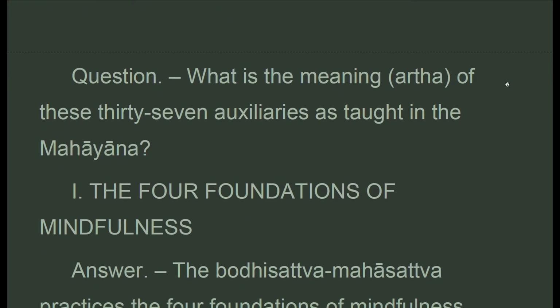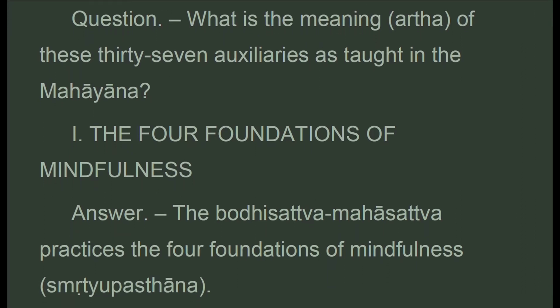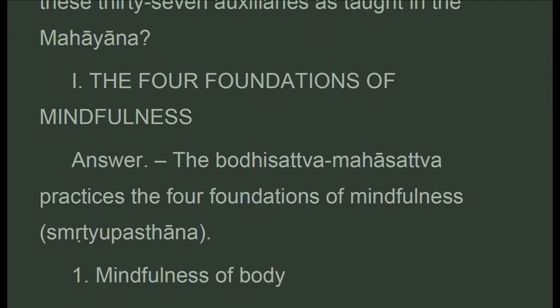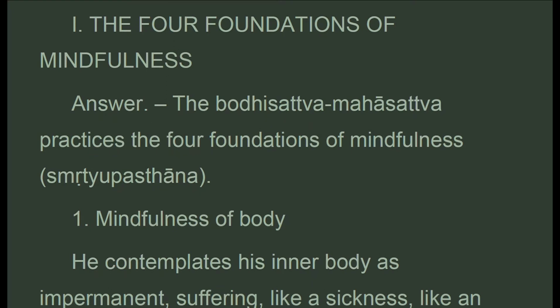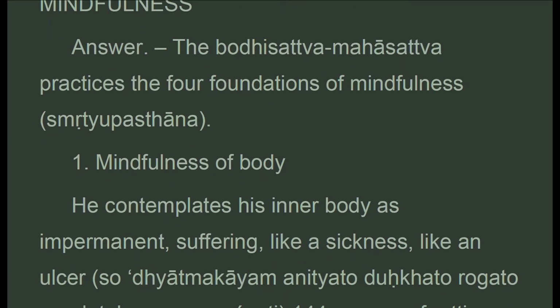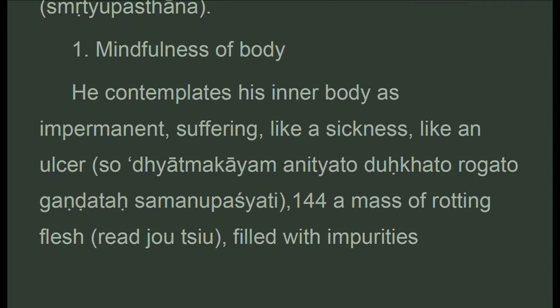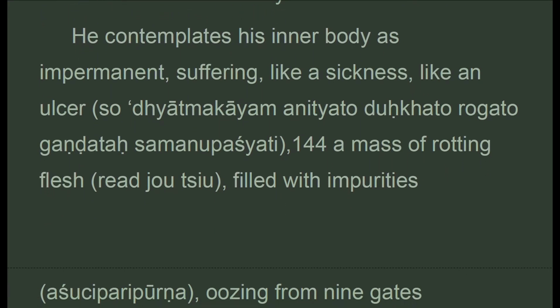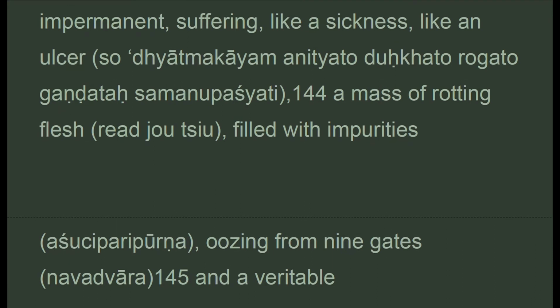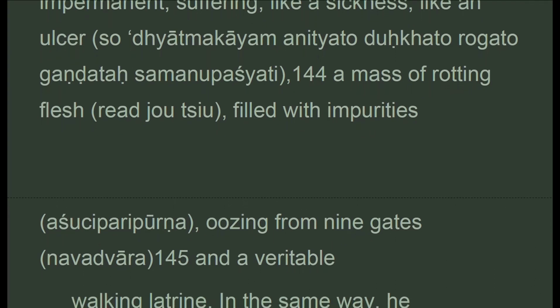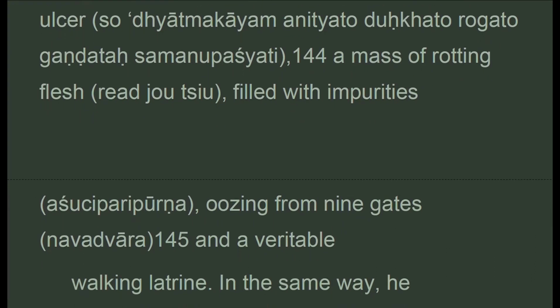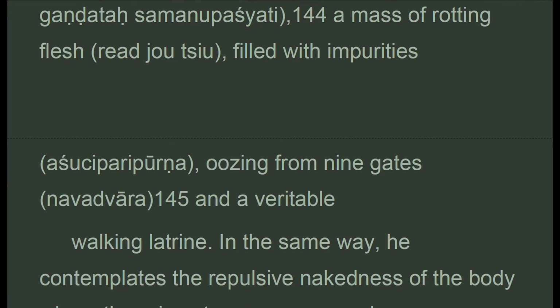I. The 4 foundations of mindfulness. Answer. The Bodhisattva Mahasattva practices the 4 foundations of mindfulness. 1. Mindfulness of body. He contemplates his inner body as impermanent, suffering, like a sickness, like an ulcer, a mass of rotting flesh, filled with impurities, oozing from 9 gates and a veritable walking latrine.